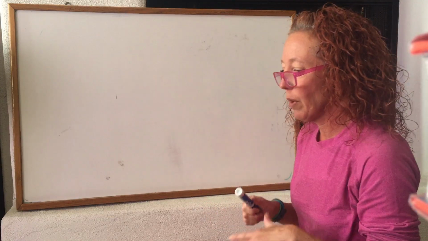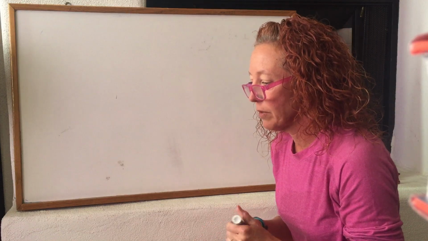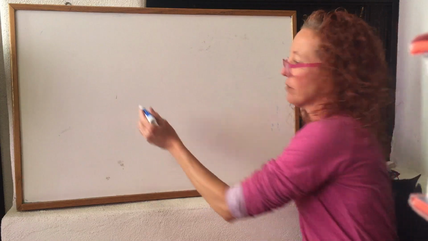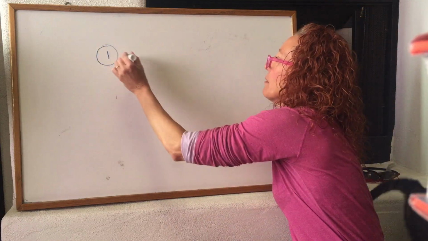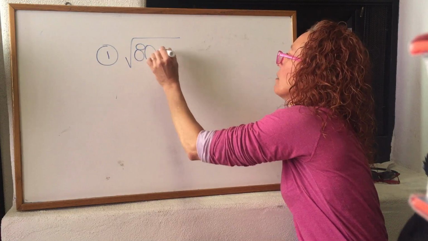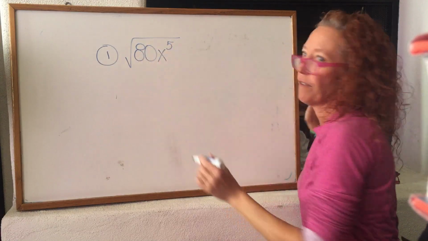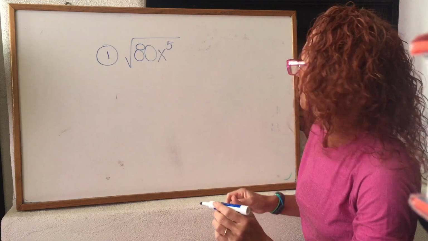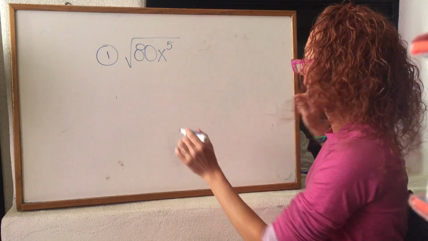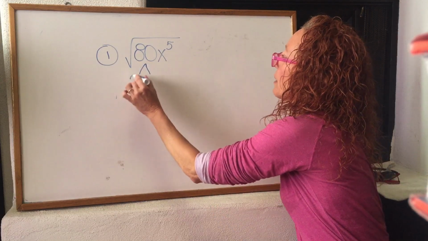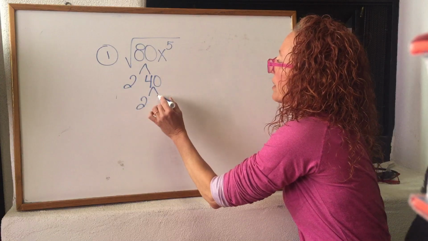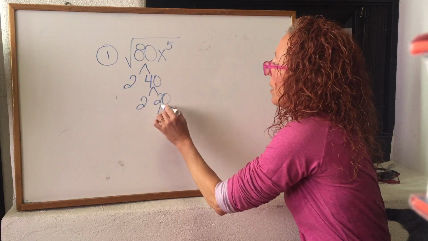So number 1, it says write answer using radical notation, simplify. And so it looks like on question 1, we have the square root of 80 x to the 5th. So this goes back to 10.3, I believe, in the simplification of radicals. We're going to break this down. You can break it down any way you want. Just get it to a product of primes.